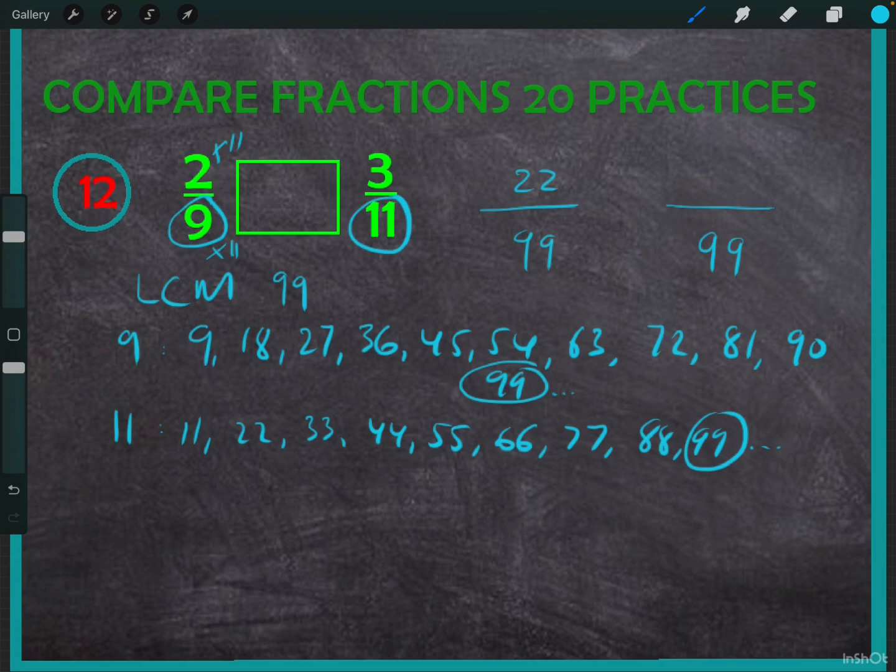For the second fraction, we must multiply 9 by 11 to get 99, and then we must also multiply 3 by 9 to get the equivalent fraction. So 9 times 3 is 27. From here, we have the two new fractions with the same denominator, which is 99. To compare them, we only need to compare the two numerators. 27 is greater than 22, so 27 over 99 is greater than 22 over 99, or 3 over 11 is greater than 2 over 9.